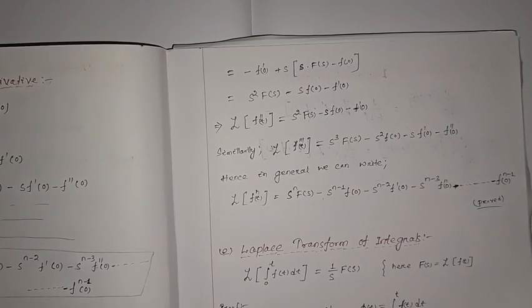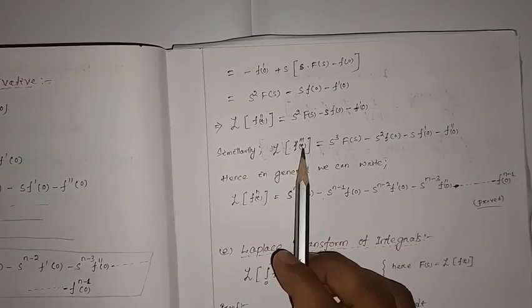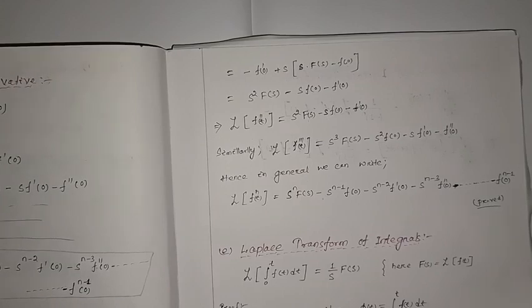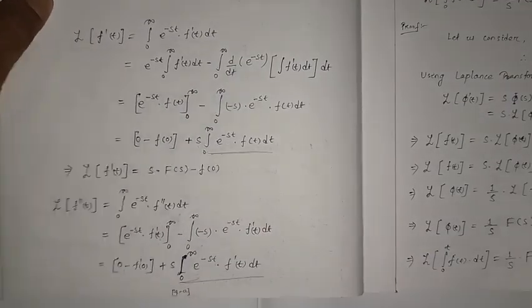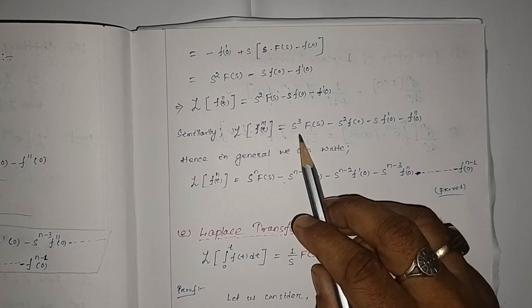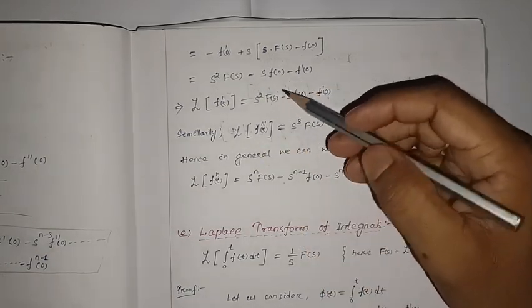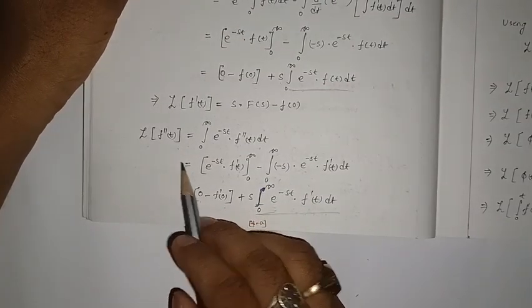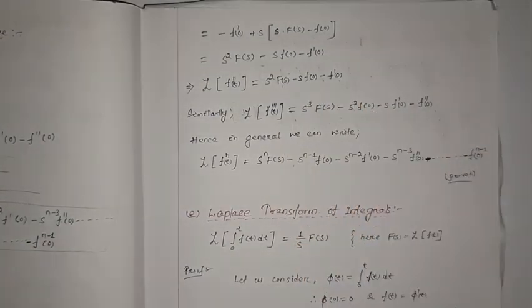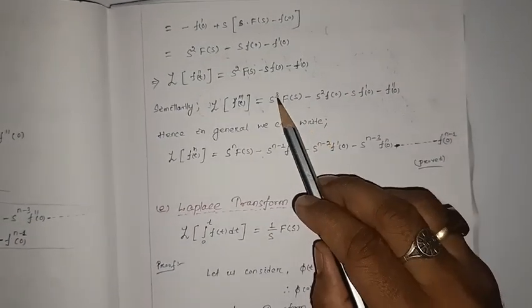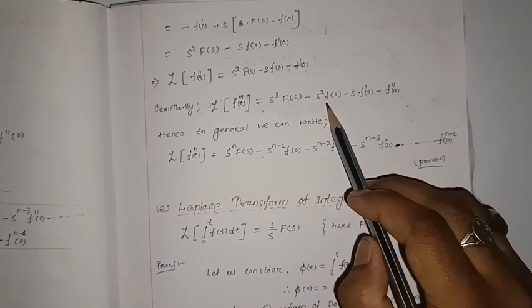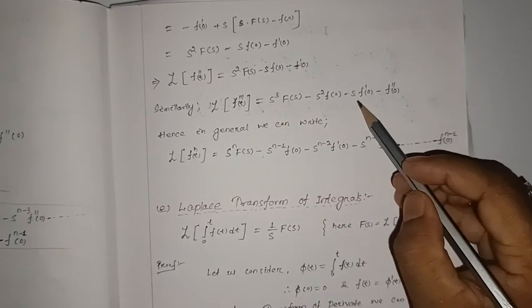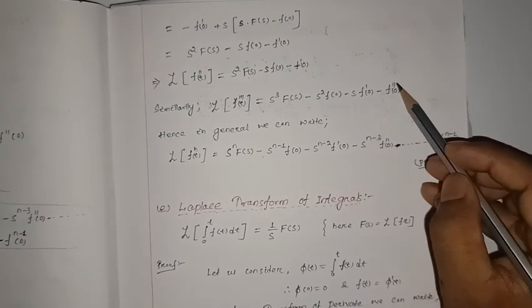Similarly, if you go for the Laplace transform of f triple dash t in the similar manner, for the second derivative we did integration by parts two times, whereas for this case you have to do it three times. So you get s cube capital F of s minus s square f of 0 minus s f dash 0 minus f double dash 0.